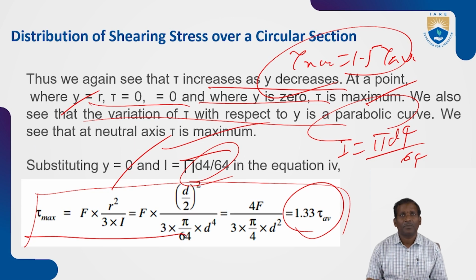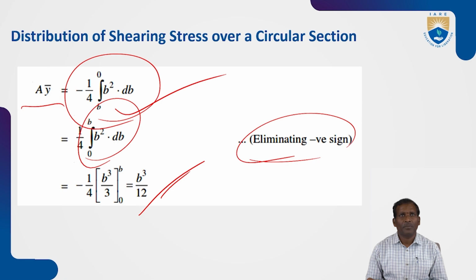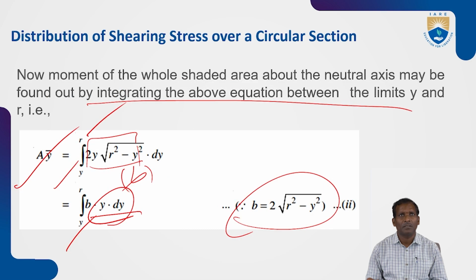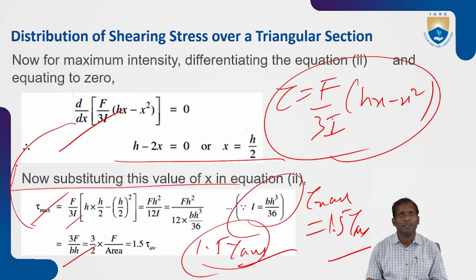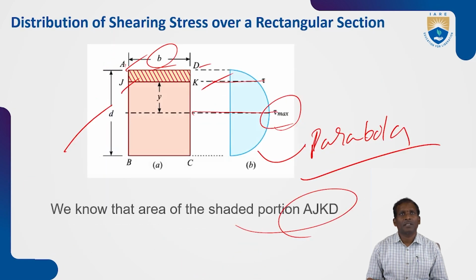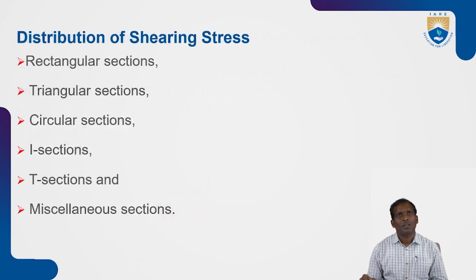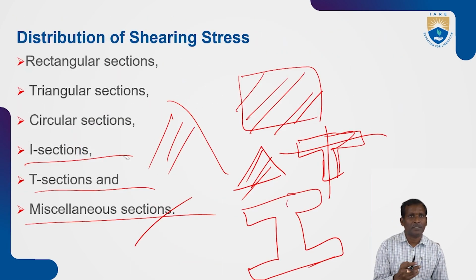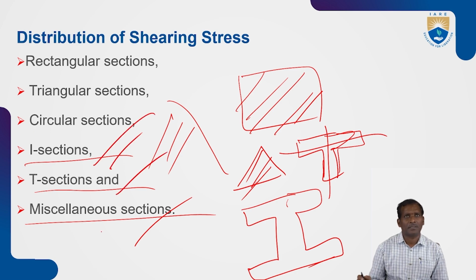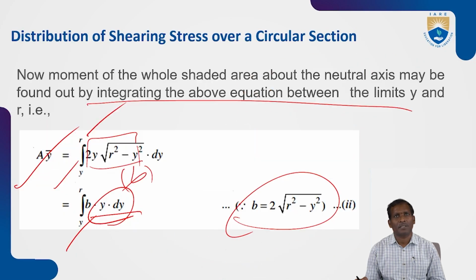So like this, we derived the distribution of shearing stress equations for a circular section, rectangular section and triangular cross section. Other sections we have already seen in the second slide, I think. Rectangular, triangular and circular sections are completed. In the next sessions, we will discuss I sections and T sections. If any miscellaneous topics are there, we will see them in the next session.